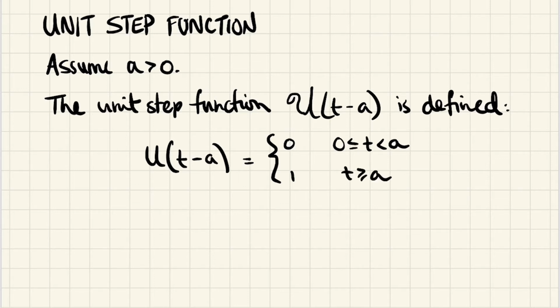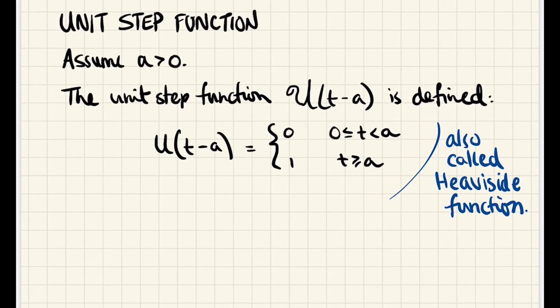And we only need to define the unit step function for t greater than or equal to 0, but you could easily extend this to include all the negatives where the unit step function would just output 0 for any negative value. This is also called the Heaviside function.